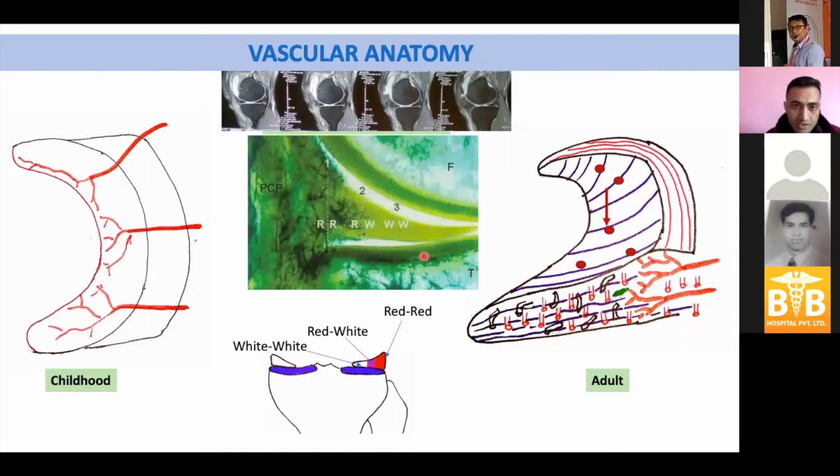And this is the electron microscopy picture. This is the meniscus, outer portion, and this is the pericapillary plexus. And there are a few branches up to the red-white zone here, but the white zone doesn't contain any branches of the vascularity.